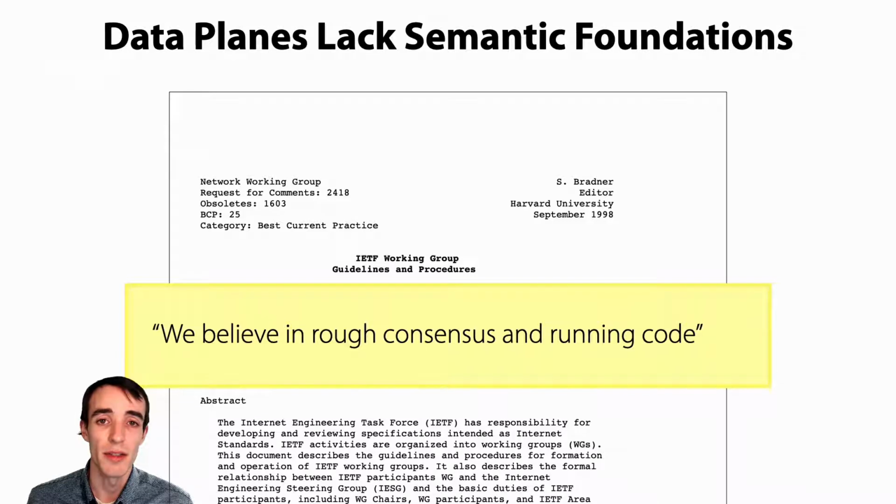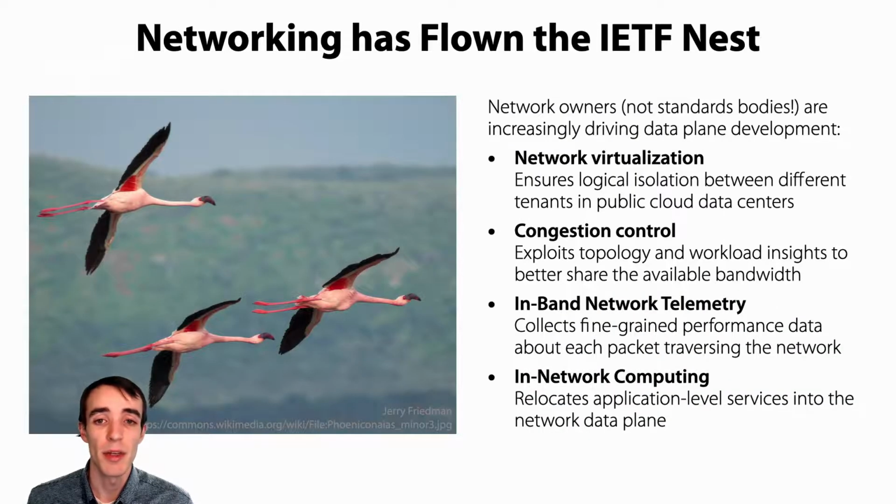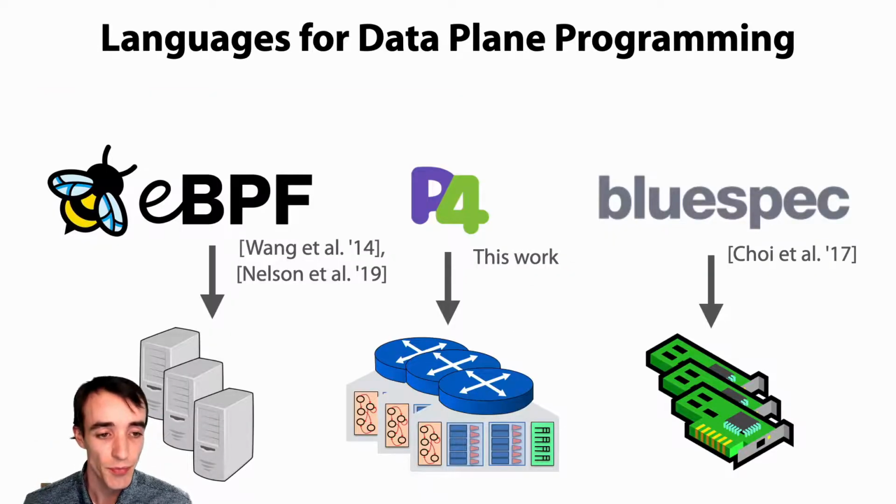But modern data planes are a little different because networking has flown the nest. Private networks, owned and operated by a single entity, are able to deploy new data plane networks on a software timescale. They're using these for all kinds of applications: network virtualization, congestion control, in-band telemetry, and even in-network computing. And they're doing this by writing new data plane programs in all kinds of languages.